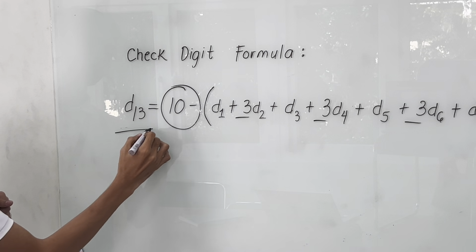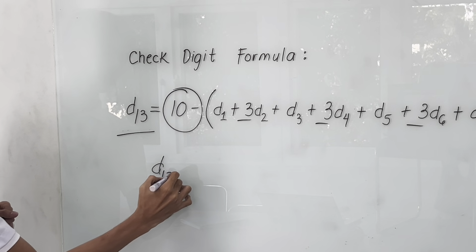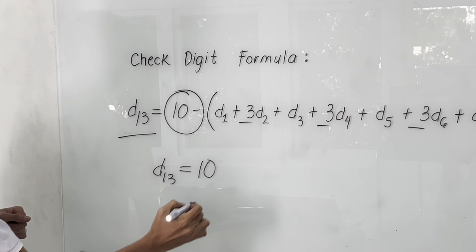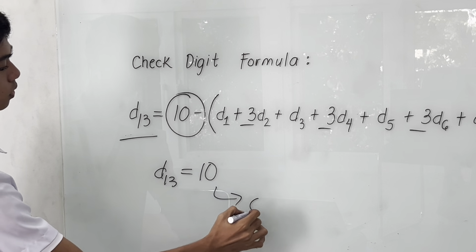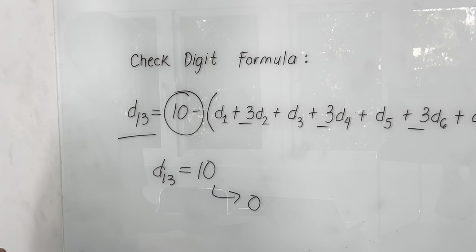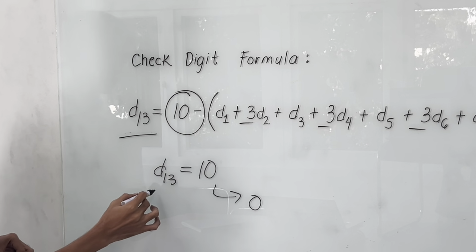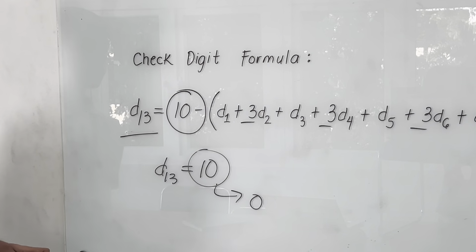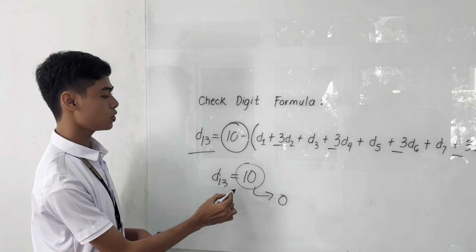So if D13 is equal to 10, this is equivalent to 0. Your check digit is 0 if, again, your D13 is 10. It is this check digit that is used to ensure accuracy.